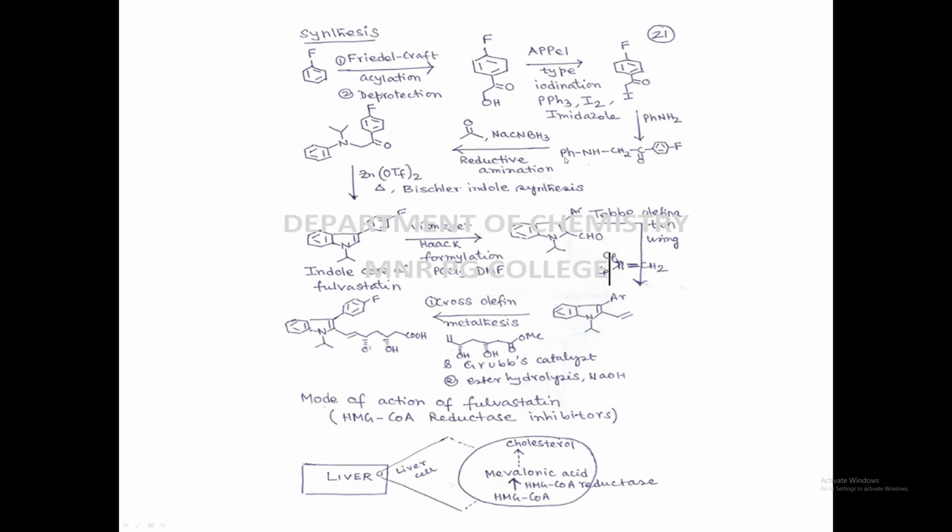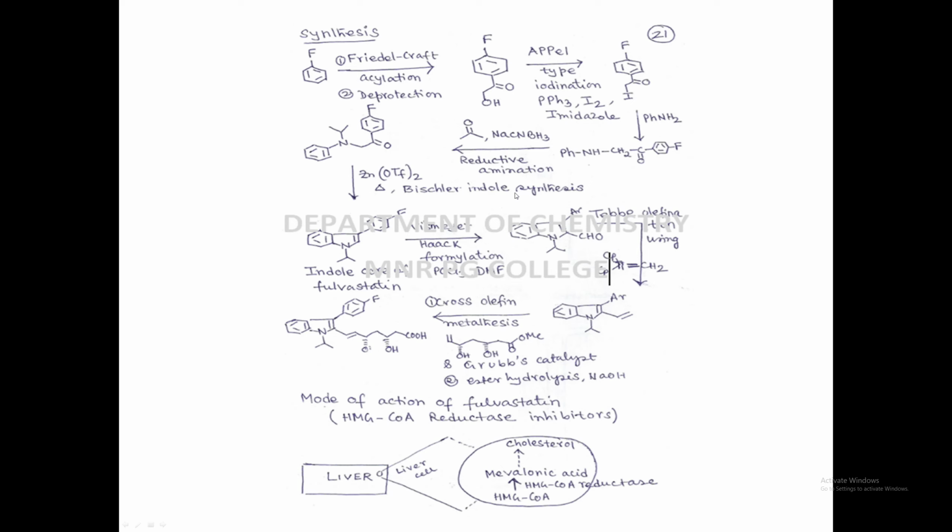The remaining things are all common. So this nitrogen is attached with the isopropyl group, which is coming from acetone. Now this nitrogen is attached with the CH2, then it is attached with the C double bond O. C double bond O is attached with the benzene ring, and at the para position we have the fluorine. Now this part, in presence of zinc triflate, gets converted into the indole. That combination is called the Wissler indole synthesis.